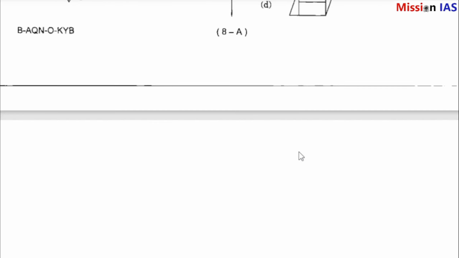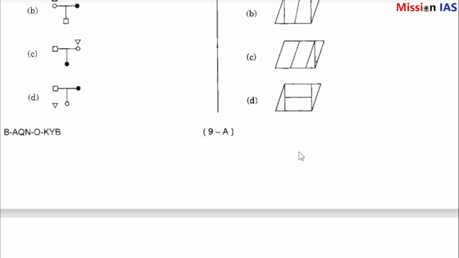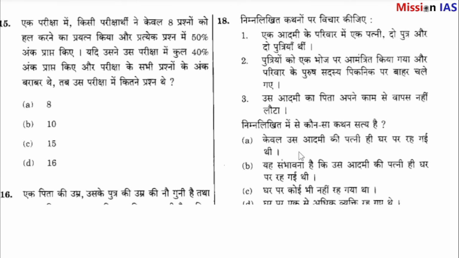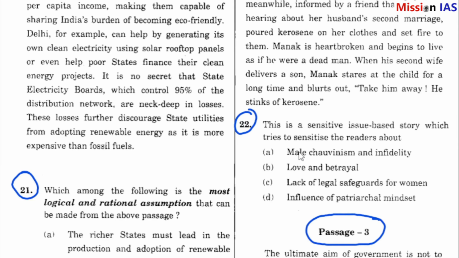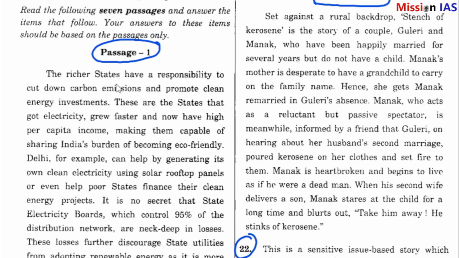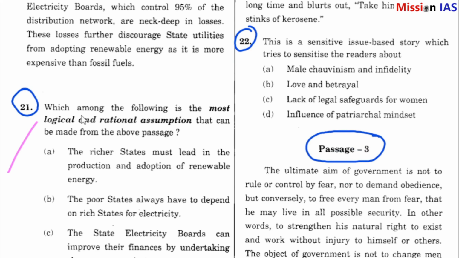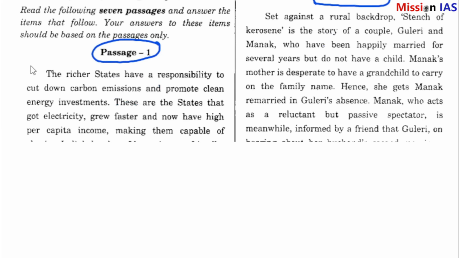We go to next passage. This is the passage. So there is one question, so we need to first read the questions. Which among the following is the most logical and rational assumptions that can be made from the above passage? So we need to read very carefully the passage.